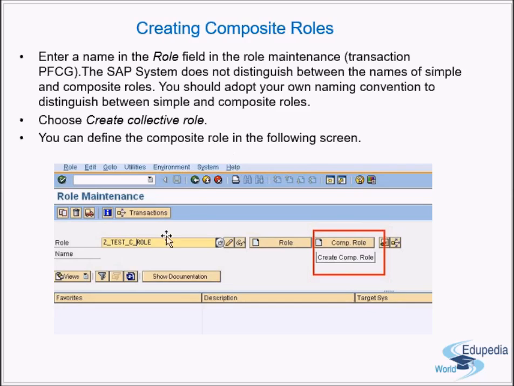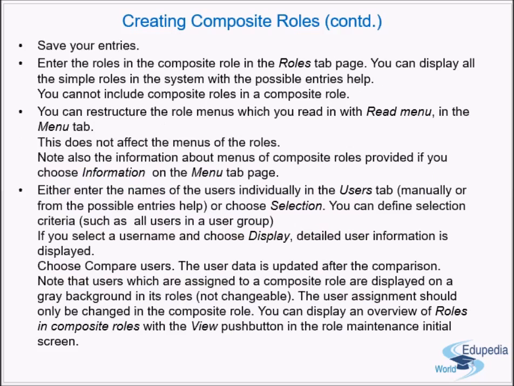Now you have given some name here and you go to this option, create composite role. You should adopt your own naming convention to distinguish between simple and composite roles. Now choose create collective role, this one, create composite role. You can define the composite role in the following screen. Now you save your entries, and you enter the roles in the roles tab page. You can display all the simple roles in the system with the possible entries help. You cannot include composite roles in a composite role.